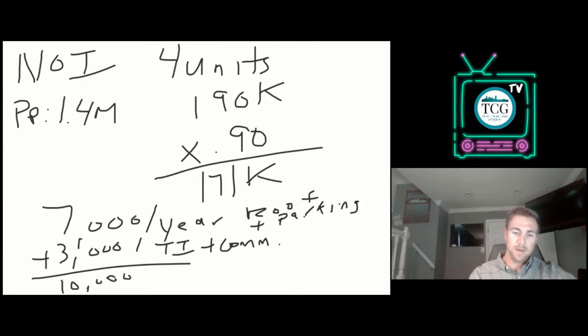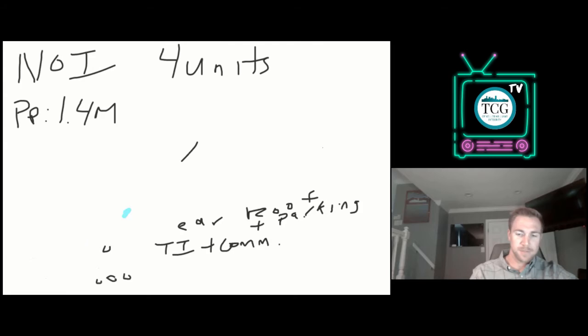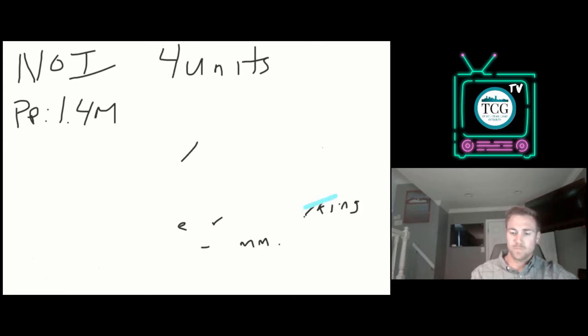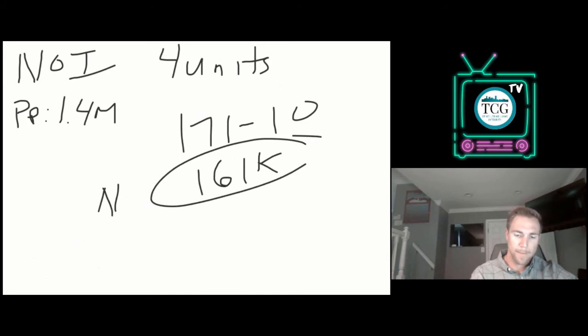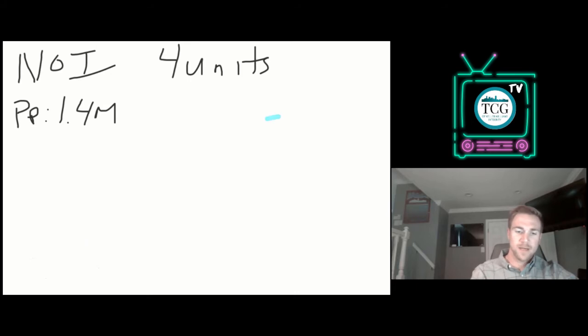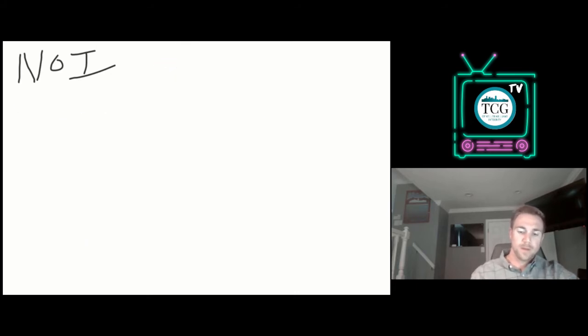So we take that 171 minus $10,000. $171,000 minus 10 gives us $161,000 of NOI. Okay, simple enough. So $161,000 of NOI. So you buy the property for $1.4 million, gets you an NOI of $161,000.